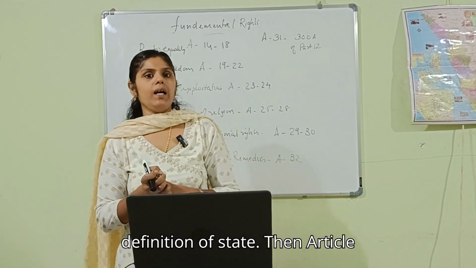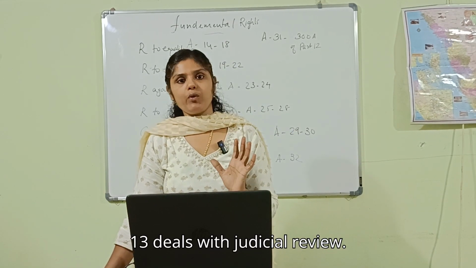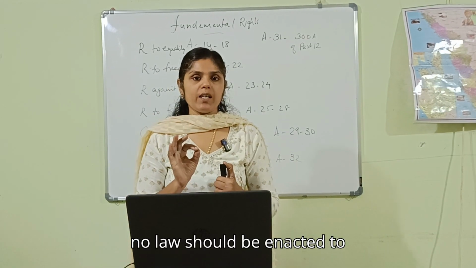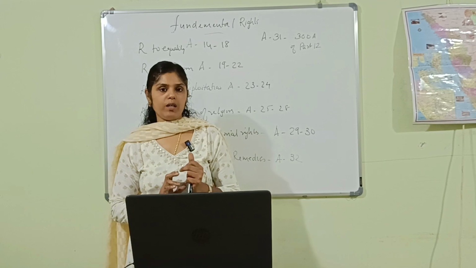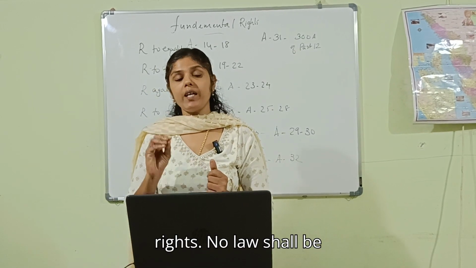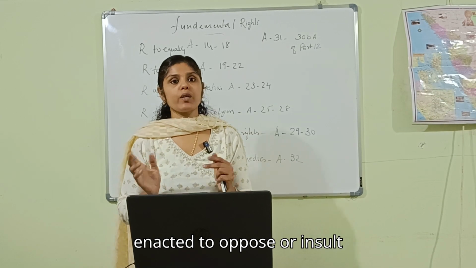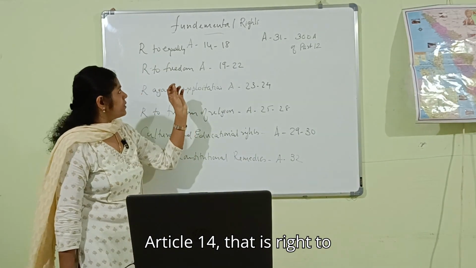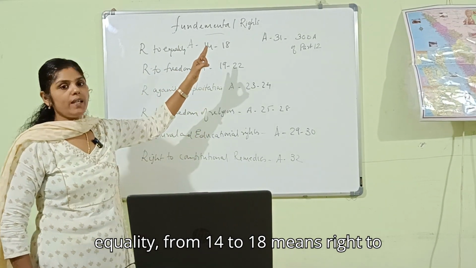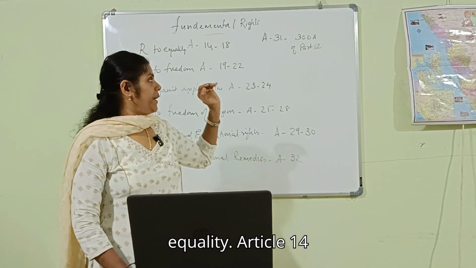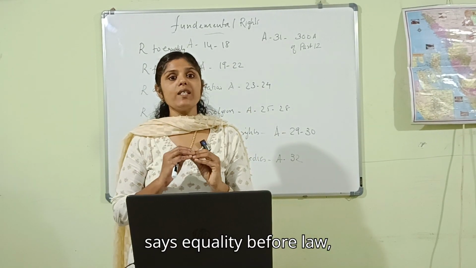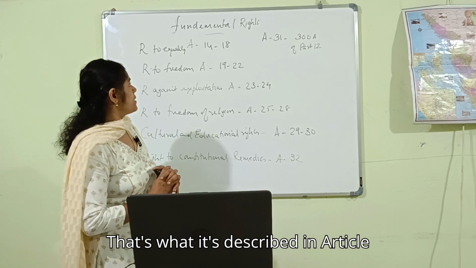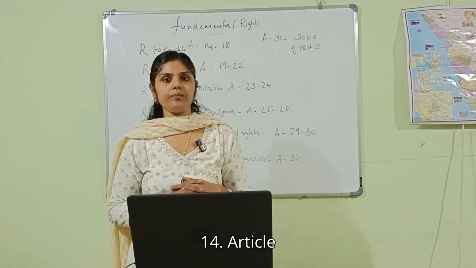Definition of state. Then Article 13 deals with judicial review. Judicial review means no law should be enacted to insult or oppose fundamental rights. Then from Article 14, that is right to equality, 14 to 18 deals with right to equality. And Article 14 says equality before law, that is all are equal before law. That's what is described in Article 14.